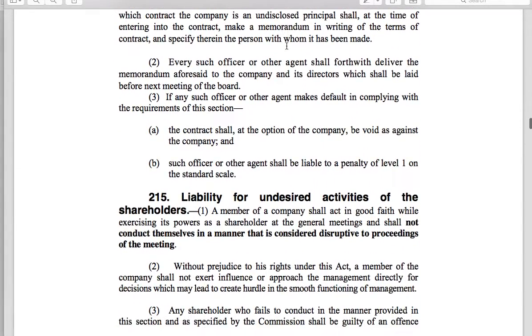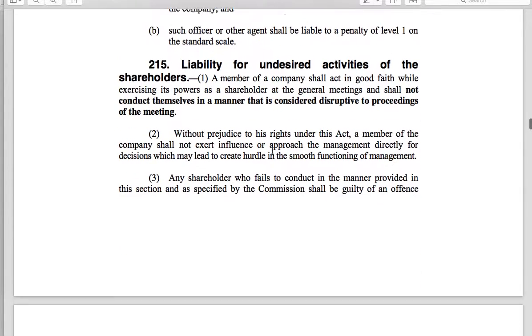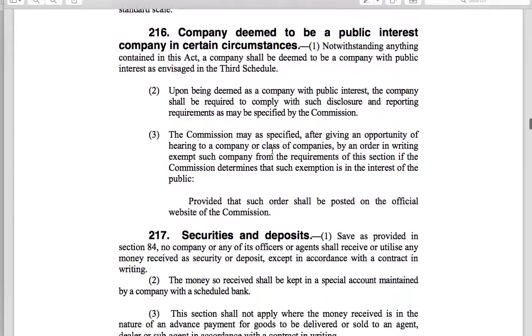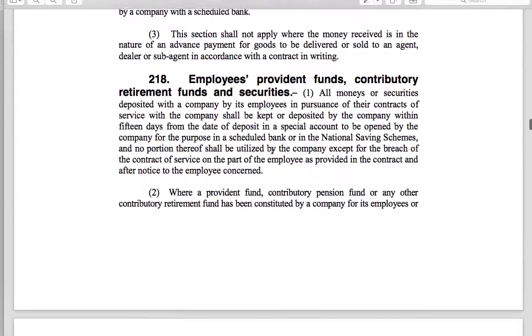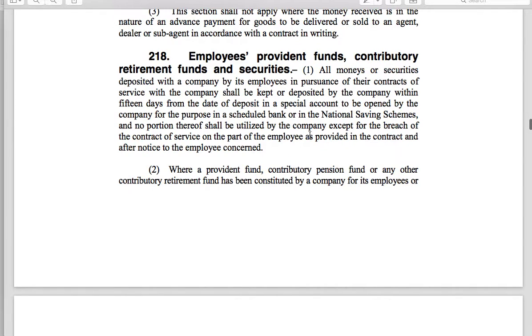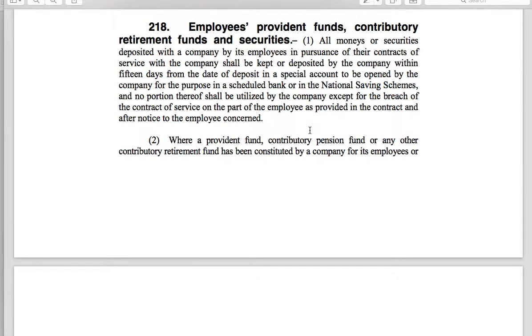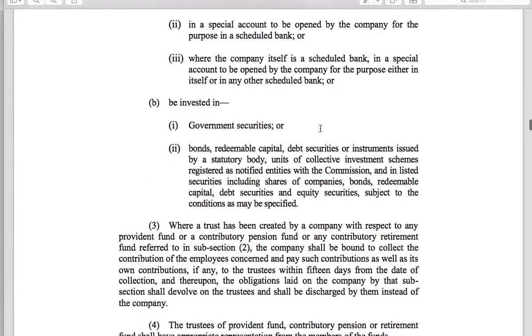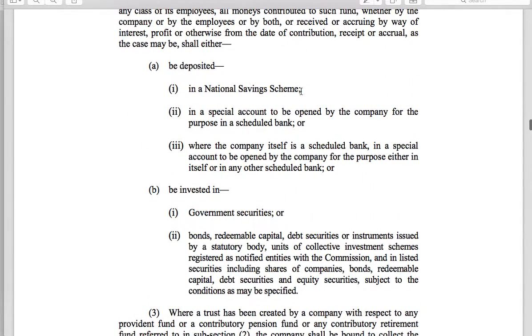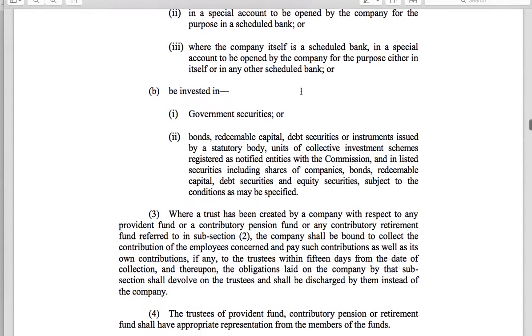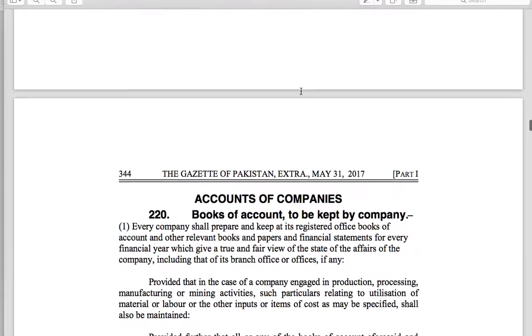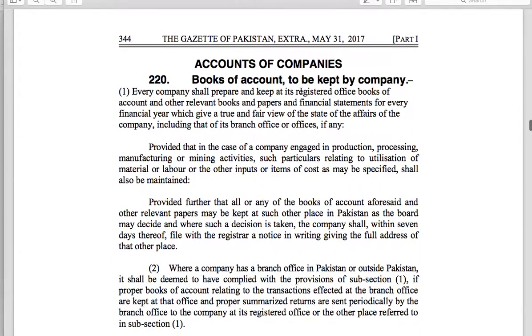Okay. After these sections, we'll come to the company. There are different types of company: security, deposit, employees provident fund. What is the responsibility for the money that is being kept outside the company for the employees in the shape of provident fund and gratuity and other kinds of funds? They have to be deposited in national saving, which is a government scheme, so that they are secure. And there are other constraints which require the directors to keep this money safe.